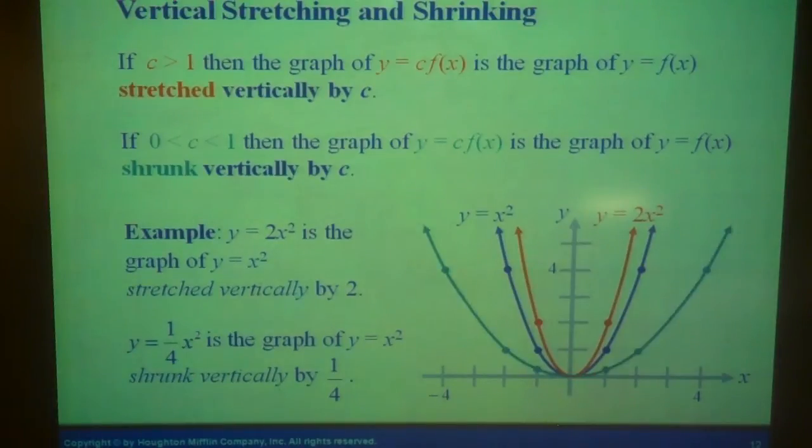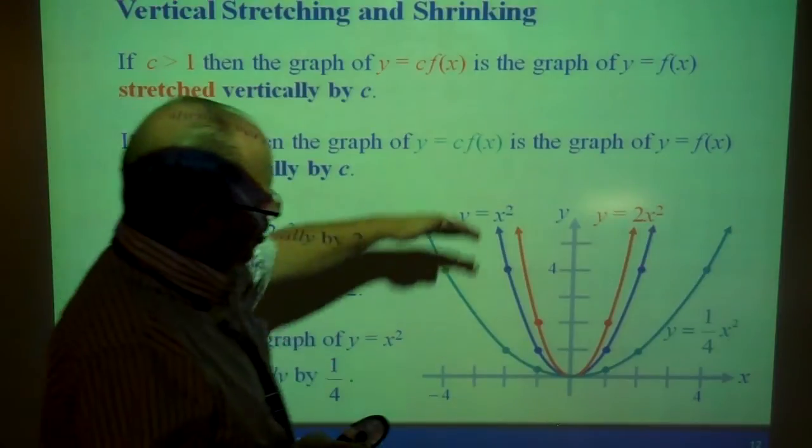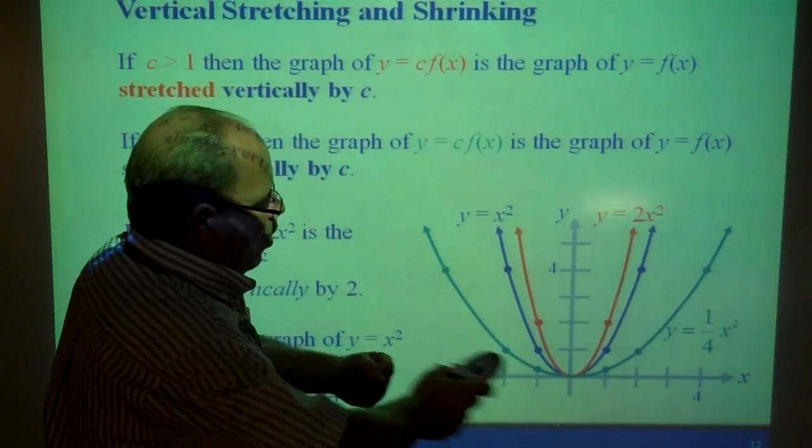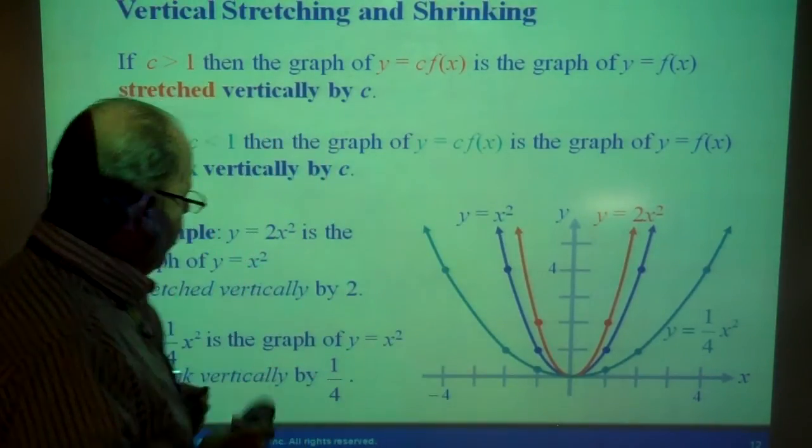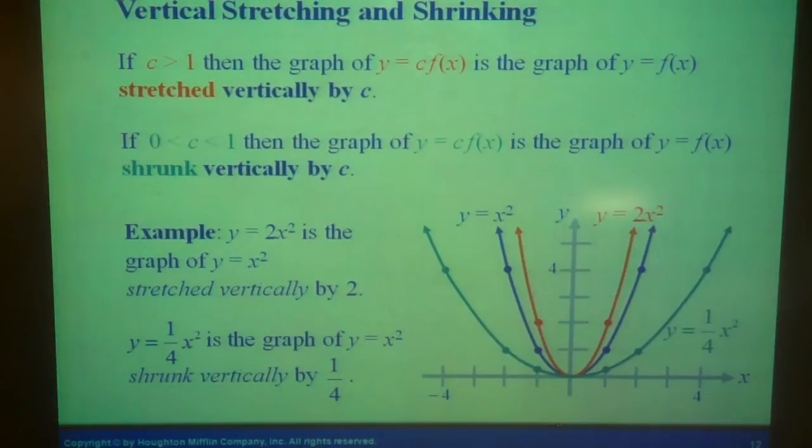It's going to look, see, wider, wider, wider, kind of like I've been getting wider for the last 10 years.